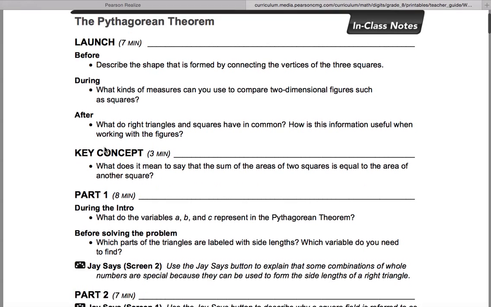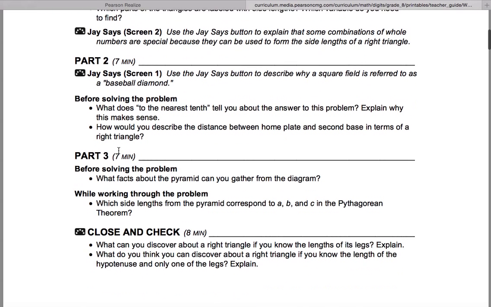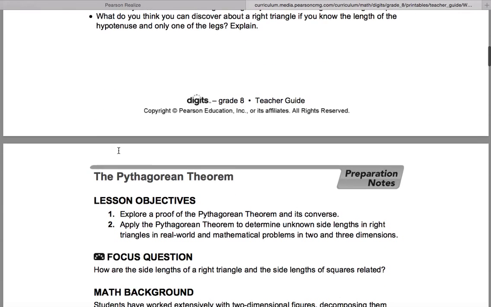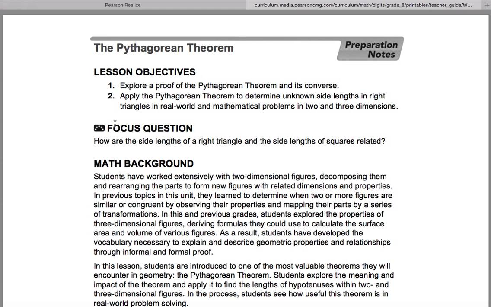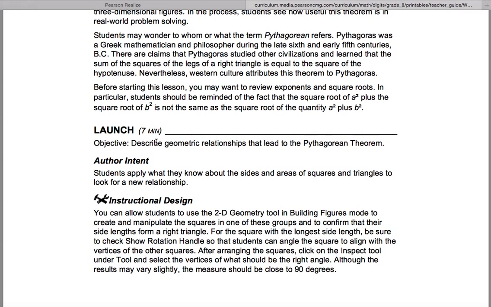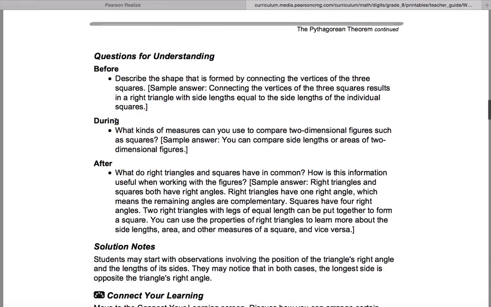So here, before the launch, it talks about the key concept. Part 1, what to do during the intro, before you solve the problem, and what Jay, the narrator, is going to say, and so on and so forth. But once you get past that first page, and at least read the first page, then you really get into a lot of meat. Lesson objectives, a focus question, the math background needed, again, the objective of the launch, the author's intent of the launch, the instructional design of the launch. Here are the questions before, during, and after the launch with some sample answers.